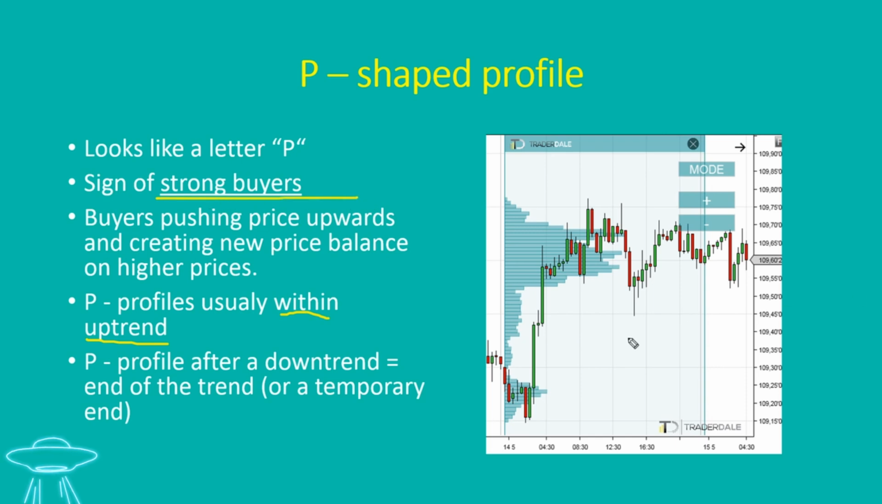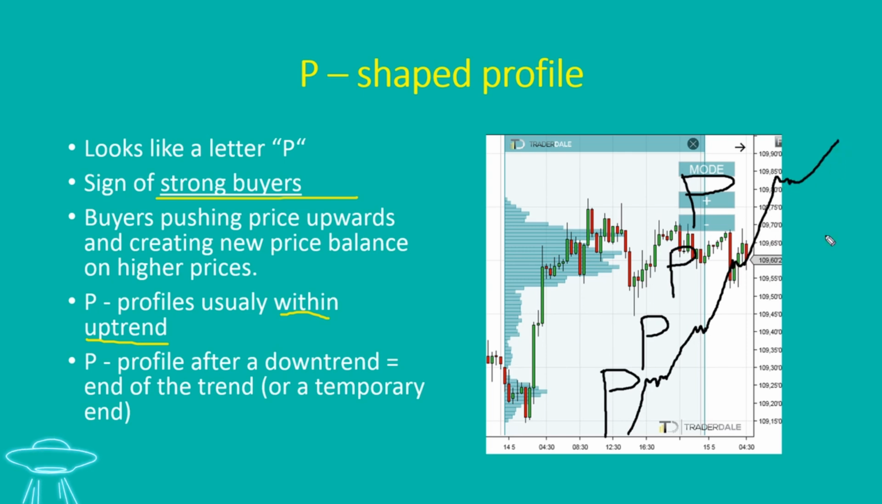So when there's an uptrend, you will basically see this. You will see a P-shaped profile followed by a P-shaped profile, followed by another P-shaped profile, followed by yet another P-shaped profile. The price will look somehow like this. Alright, this is what an uptrend looks like. P-shaped profiles and price goes upwards.